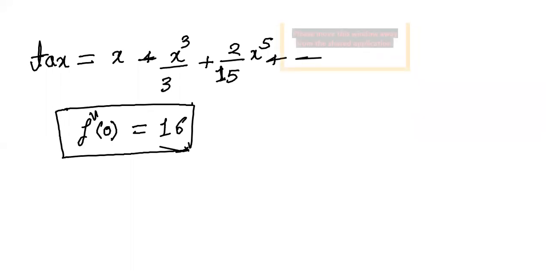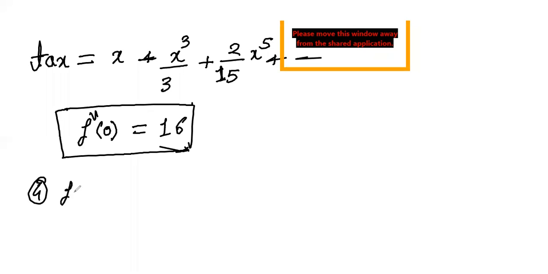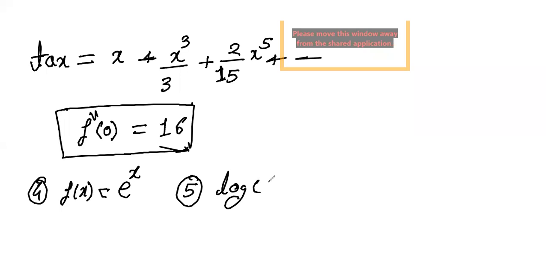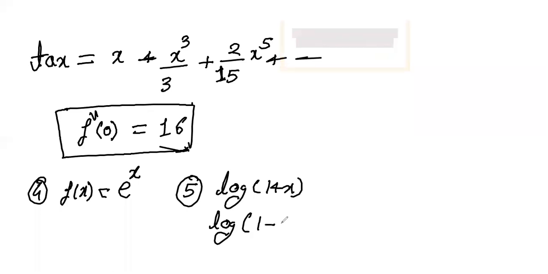Okay, so next, the fourth function is f of x equal to e to the power x. Very easy. Then the series of log 1 plus x and log 1 minus x.